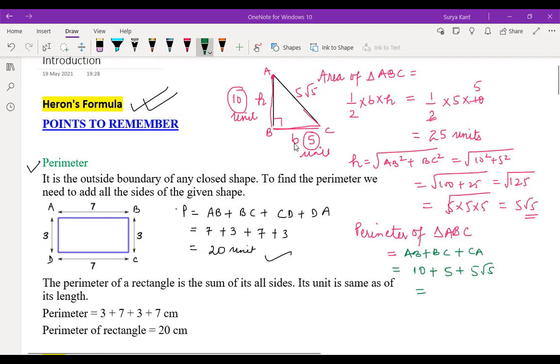Okay, tell me, Satvik. You can add this: 10 plus 5 plus 5 root 5. Can you add this? 15 plus 5 root 5. You can take 5 common here. You can write 5 into 3 plus root 5 units. Satvik and Udbhav, please rejoin once again if you are unable to listen. Inform Udbhav as well to rejoin.